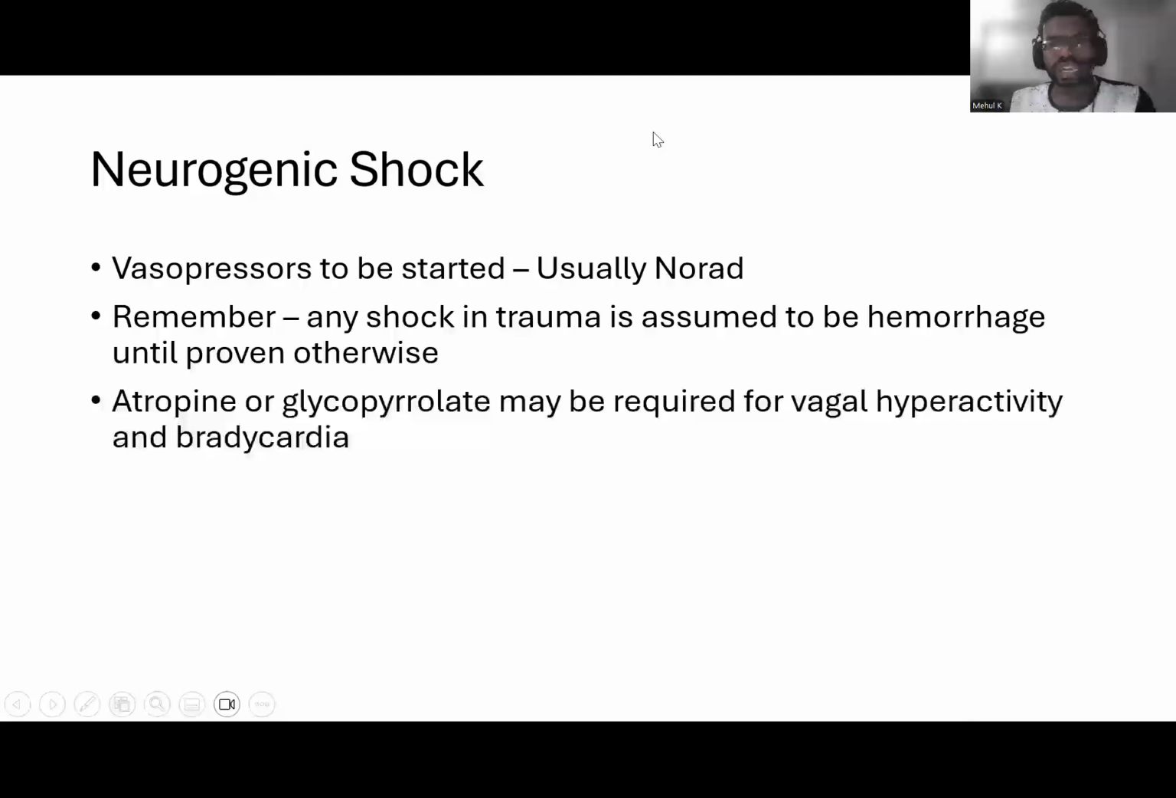But you have to remember that in any trauma patient with hypotension, you assume it is due to hemorrhage until proven otherwise. So always err on the side of over-diagnosing potential hemorrhagic shock rather than fixating on neurogenic shock as the cause of the patient's hypotension. Sometimes, because the sympathetics are cut off, you can have vagal hyperactivity leading to significant bradycardia, and sometimes you might need to add atropine to your vasopressors.